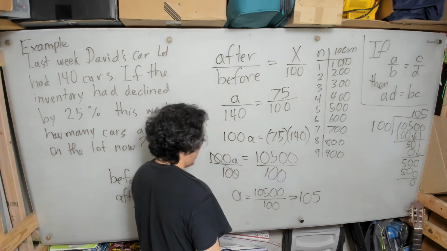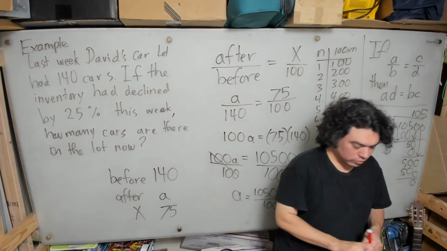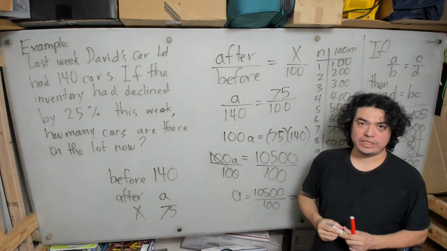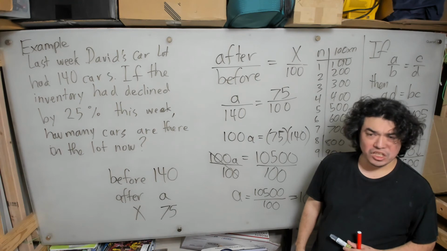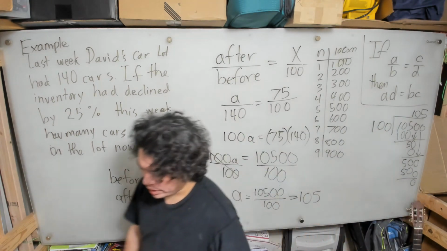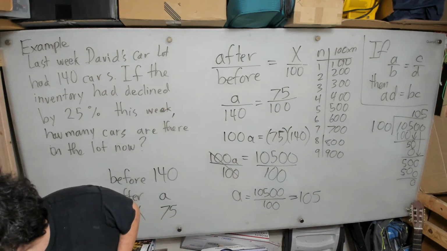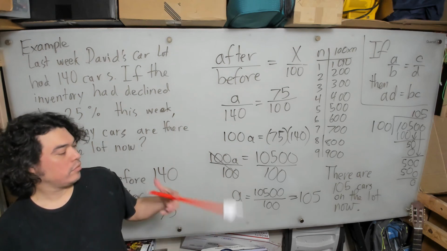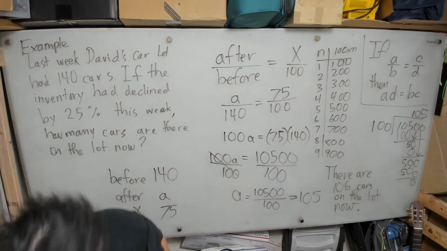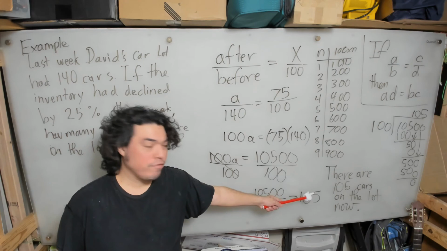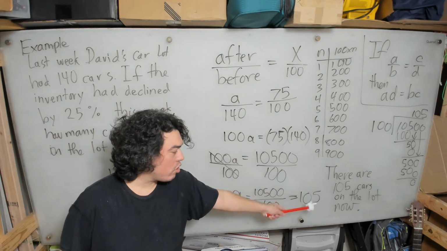And so now we are prepared to state the solution to this problem. Let's do that together. In fact, we can observe that there are 105 cars on the lot now.